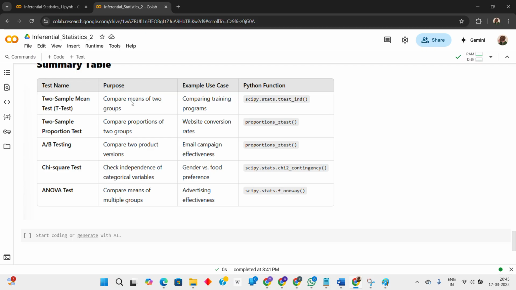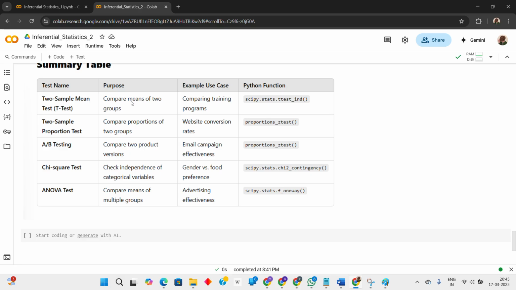Okay, and then A/B testing is comparing two different things, two different product versions. Email campaign effectiveness is one of the examples we can consider here. Here we have to use proportions_ztest again.